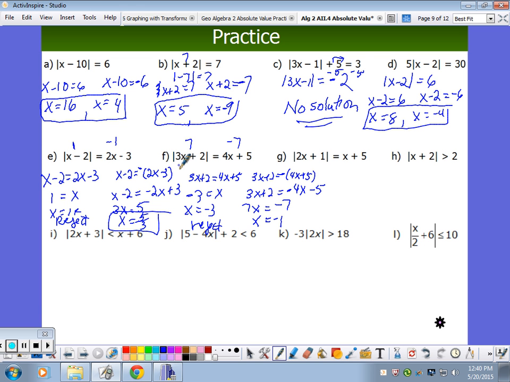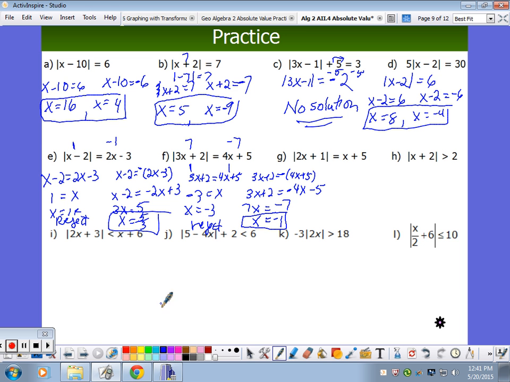Let's try negative 1. 3 times negative 1 is negative 3 plus 2. That's negative 1. Take the absolute value. 4 times negative 1 is negative 4 plus 5. 1. Yay. But, Jerry, your question is, is it always going to mean that if the x is out here? No. Sometimes it can work.